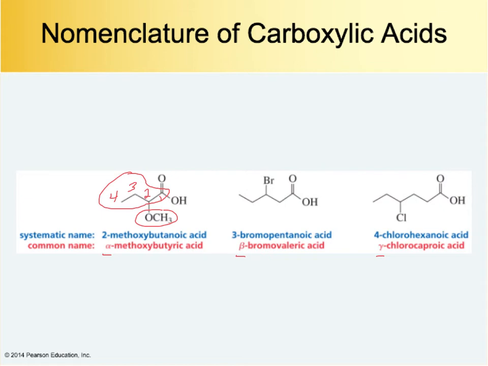Hopefully that makes some sense. Again, if you do another example, 1, 2, 3, 4, 5, right? The bromine is off the third carbon, or the beta carbon, as it were, the same idea.